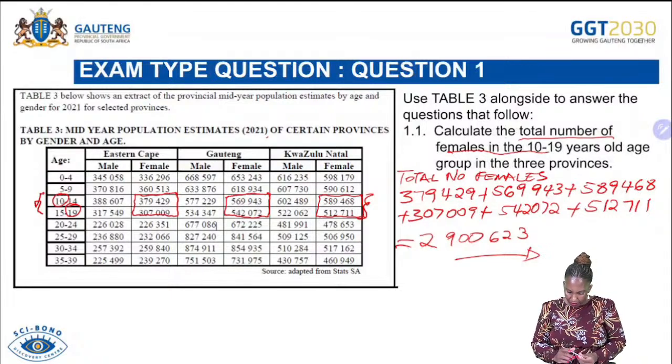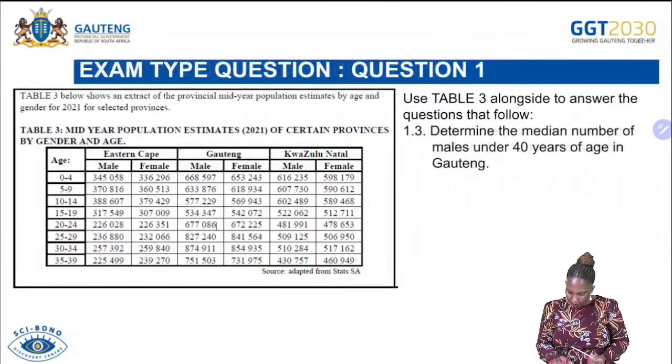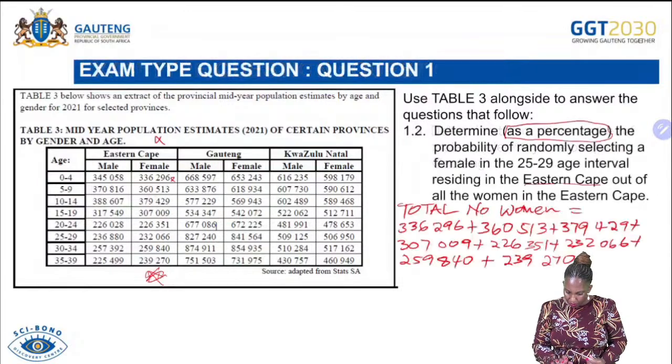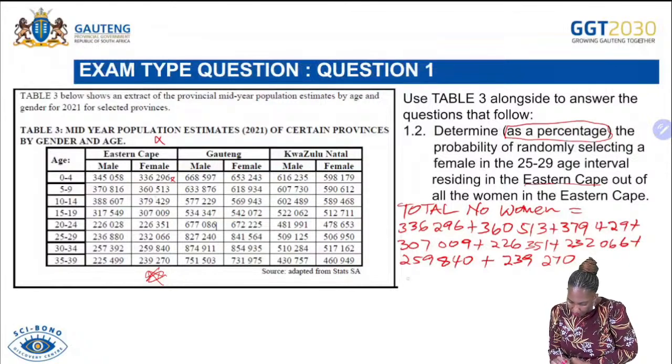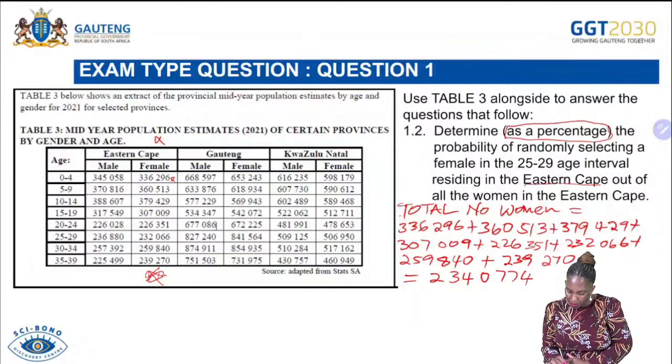I've made, let me go to the next slide. Okay, let me do this. The previous slide, determine the median number. No, we are doing this one. The total number of women now. We said our answer is 2,340,774. Now, this is the total number of women.